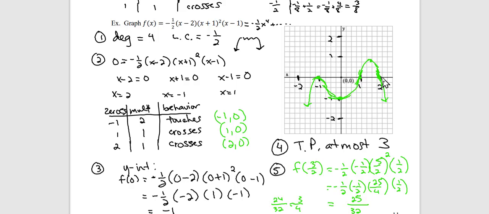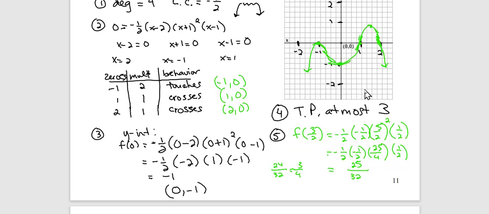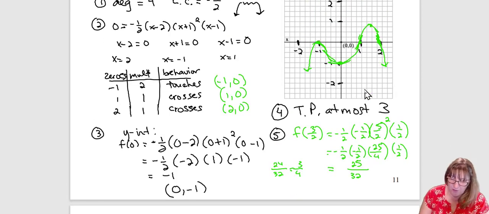Again, we don't know exactly what's happening between -1 and 1 and what's happening between 1 and 2, but we're doing the best we can by picking a number right in the middle of those. That's graphing polynomials.